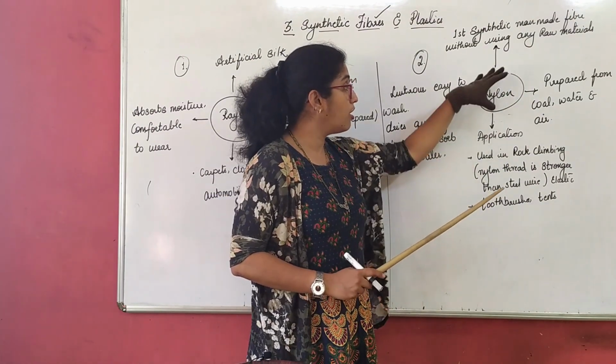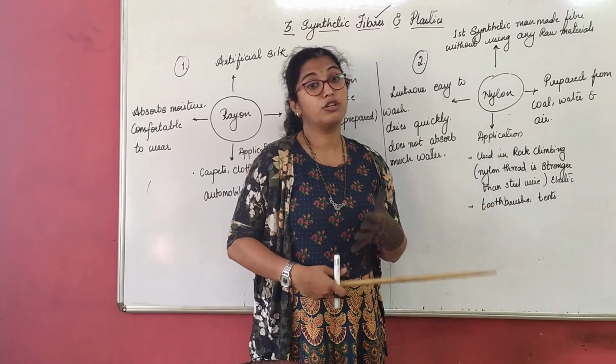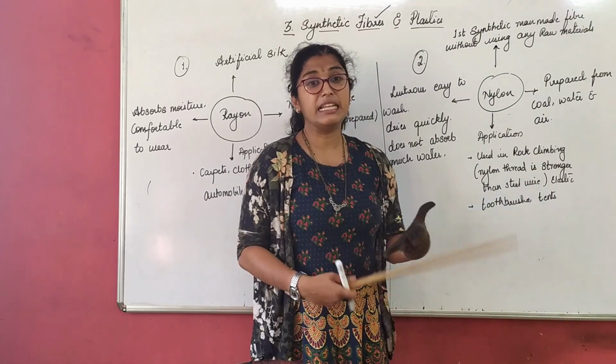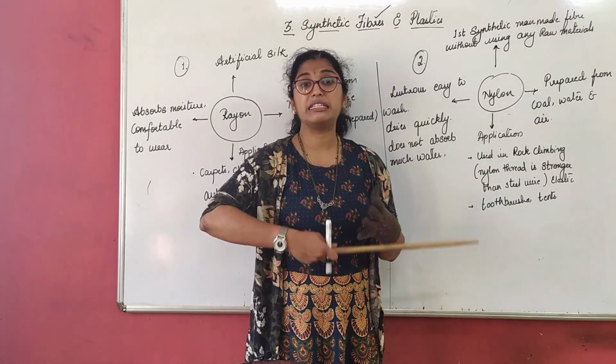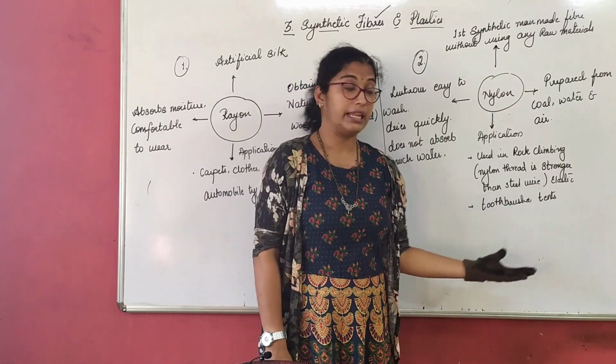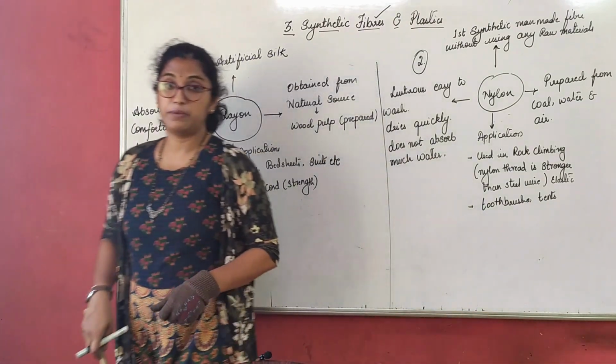So nylon material is used in parachute ropes, rock climbing, toothbrushes, tents, sleeping bags, etc. So that it is easy to clean, wash and it also dries quickly. Now we move on to our next synthetic fiber.